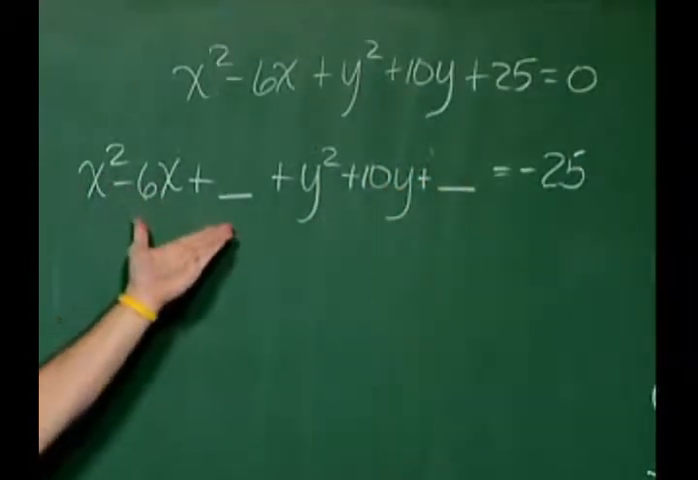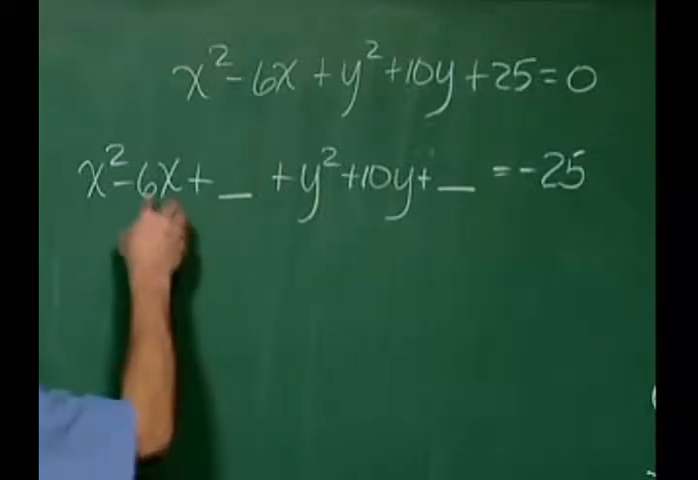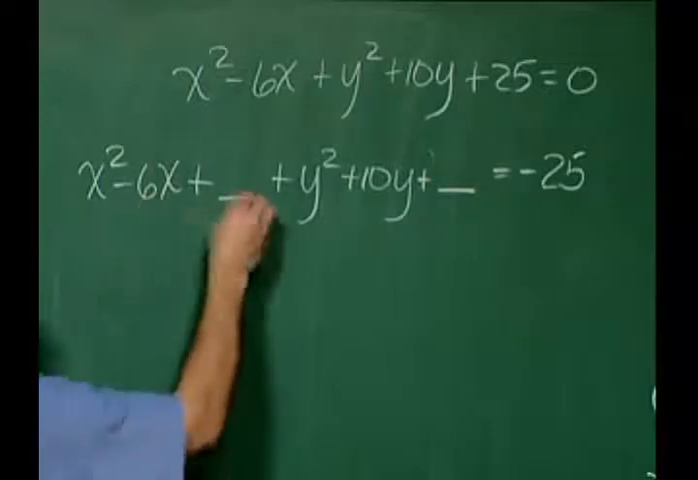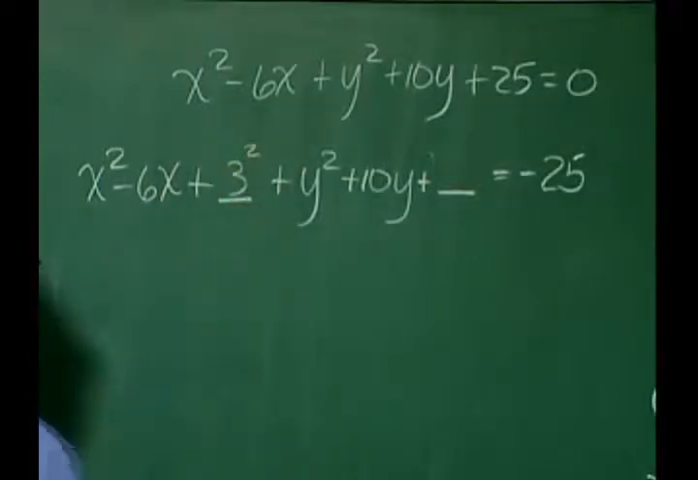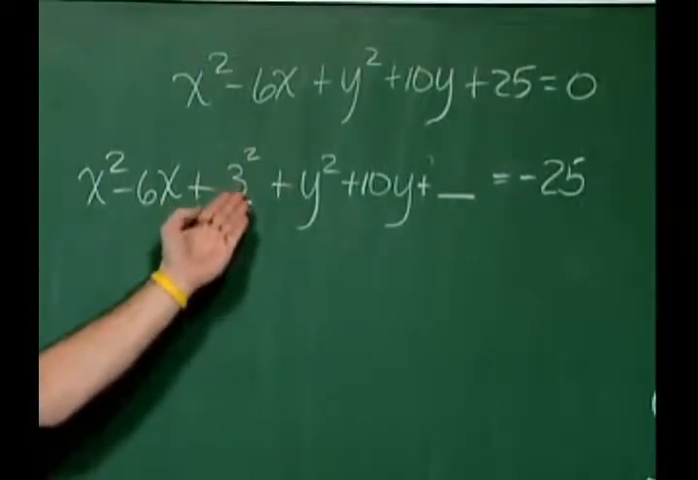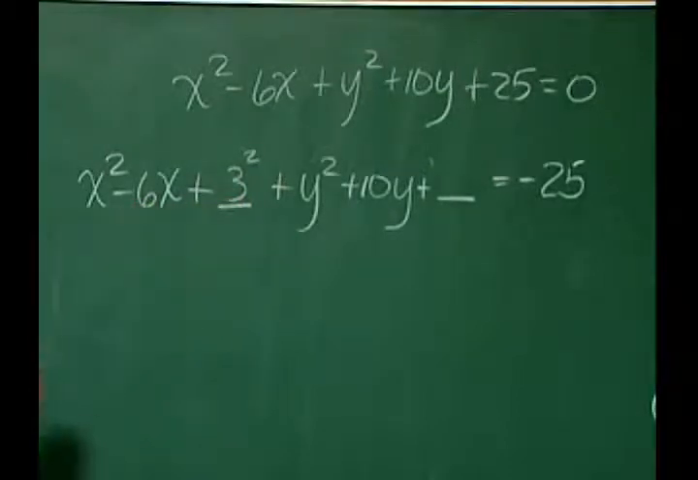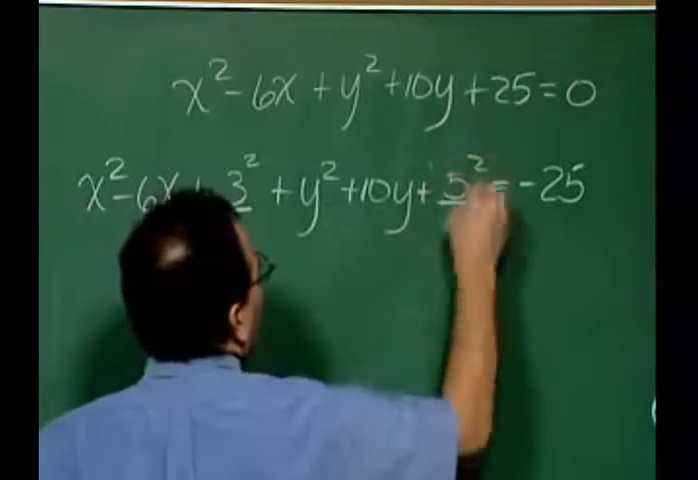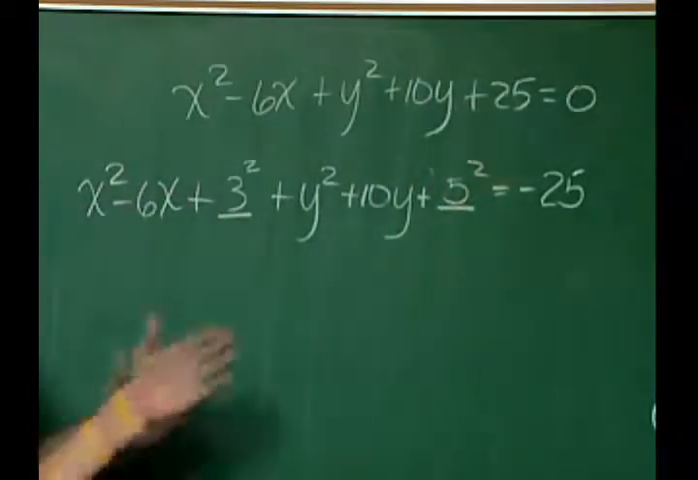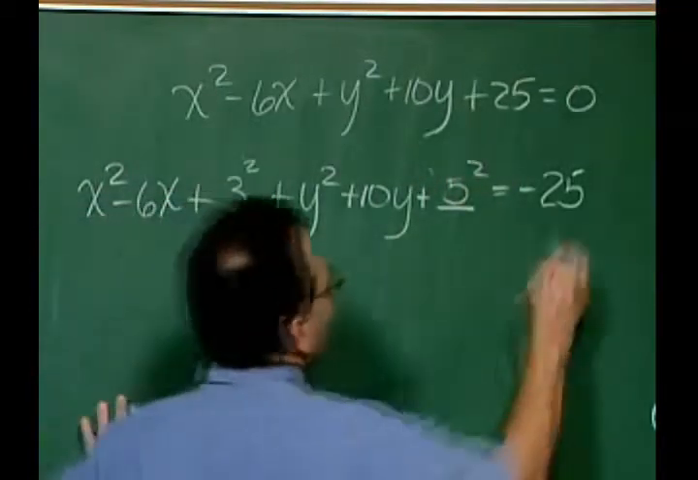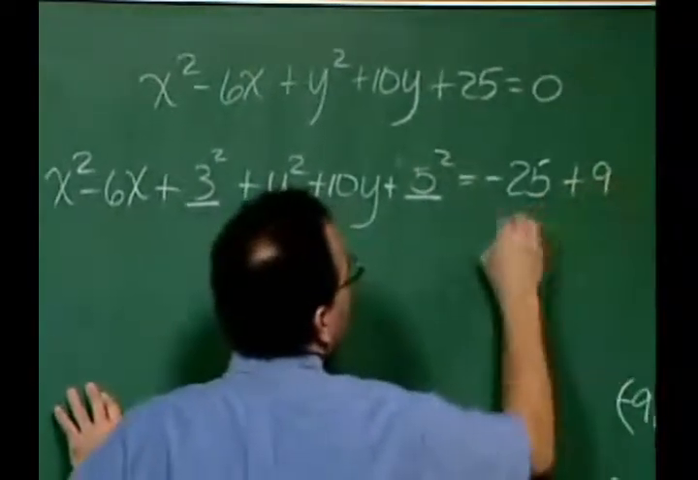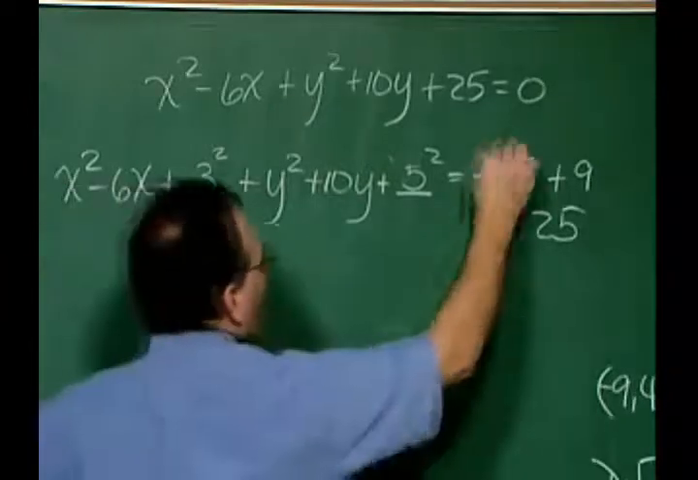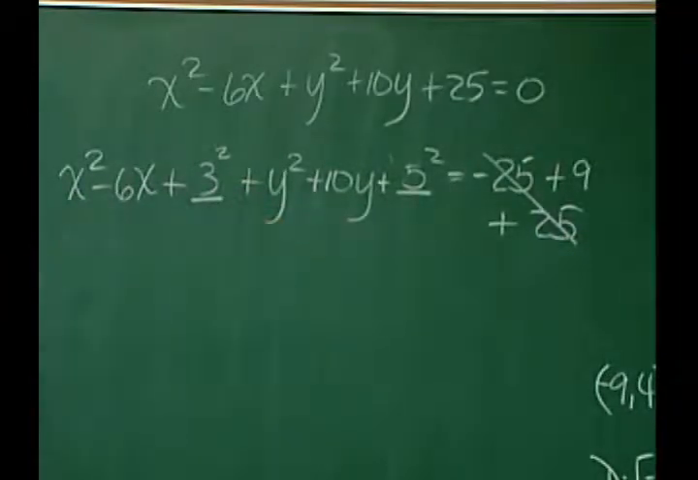So here, for the x, I take the 6 divided by 2, which gives me 3, and then I square it. So 3 squared is what I need to add to complete the square. 10 divided by 2 is 5. 5 squared is what I need to add here, which means on the right-hand side, I need to add 9, and I need to add 25. Well, of course, those will cancel each other out.